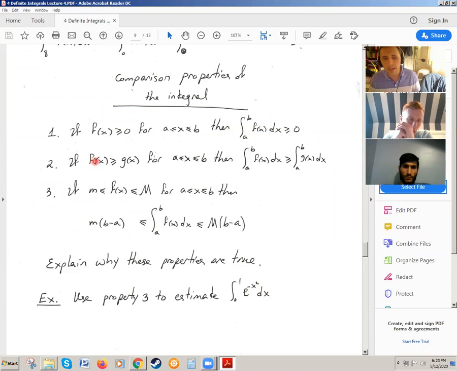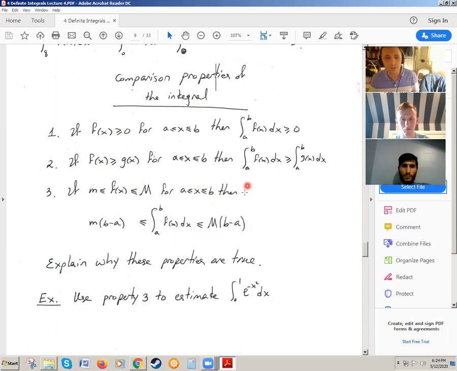Now, by the same reasoning, if f of x is bigger than g of x, then the integral of f of x is bigger than or equal to the integral of g of x. And you can prove it using property 1. You can simply take f minus g and integrate that. F minus g will be bigger than 0, and then the integral is bigger than 0, but the integral is linear. In other words, you can break it apart. You understand what I'm saying? Linear means the integral of f minus g is the integral of f minus the integral of g. Do you follow me, guys?